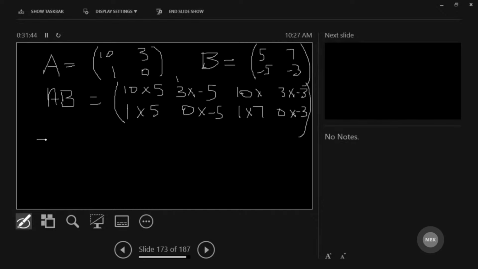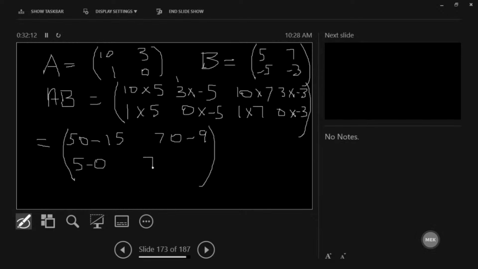So now we just need to simplify these. So 10 times 5, that's 50. 3 times -5 is -15. 10 times 7 is 70. 3 times -3 is -9. 1 times 5 is 5. 0 times -5 is 0. 1 times 7 is 7. 0 times -3 is 0.